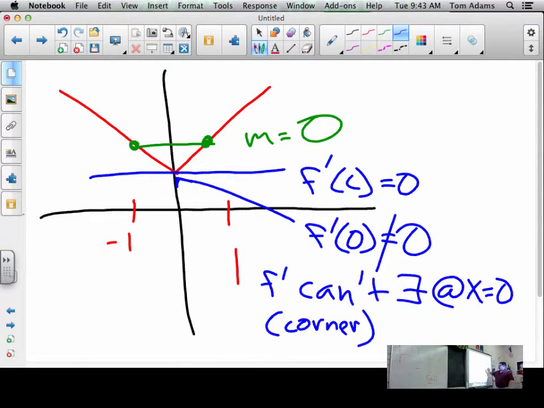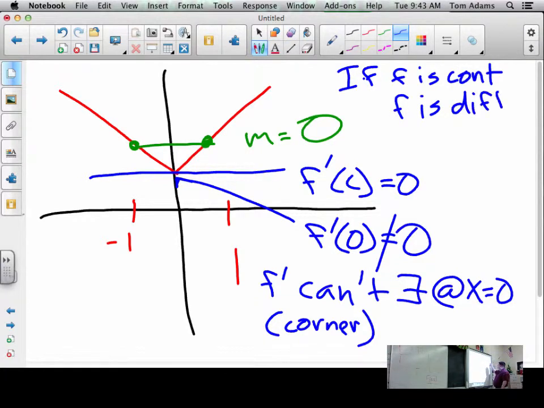And so remember, there were two conditions, right? We said if f is continuous, f is differentiable. So this is our A and this is our B. The problem is when x equals 0, it's not differentiable. And that's the exact point where they would equal, if we could do it mathematically. Does that make sense?